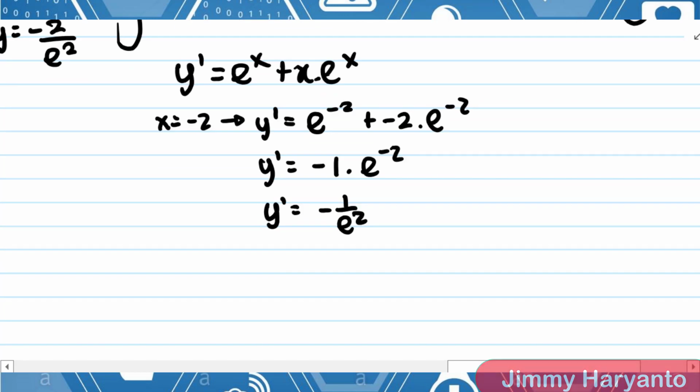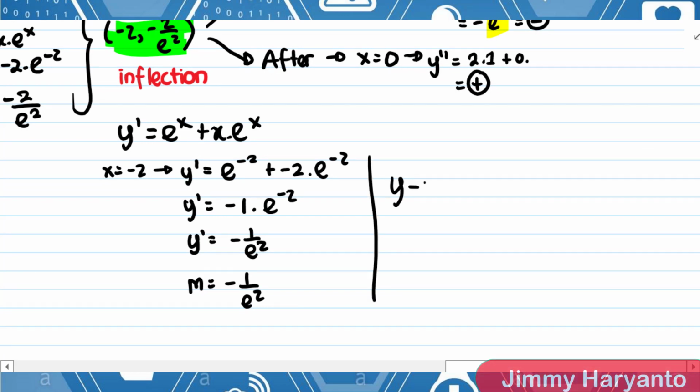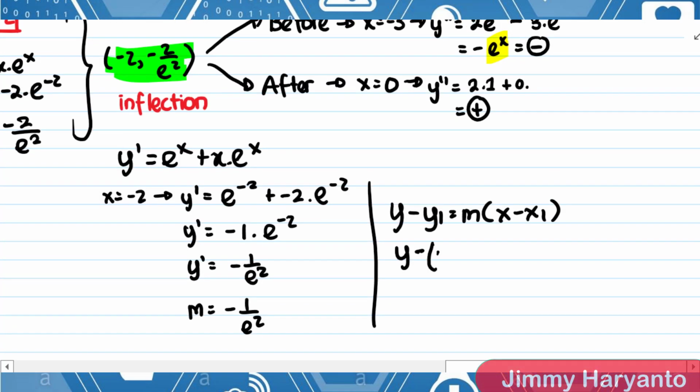Okay, we already have the gradient. The gradient is negative 1 over e squared. Next is to find the line. Y minus y1 equals the gradient times x minus x1. The point is negative 2 over e squared from this one, yeah, and then equals negative 1 over e squared times x minus x1 plus 2.